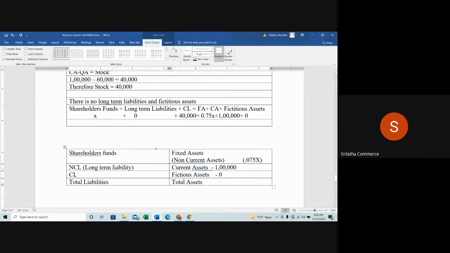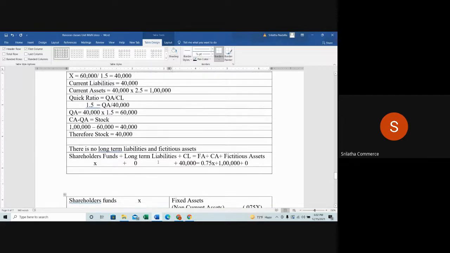Shareholders' funds are x. Long-term liabilities is nil, means 0. Current liabilities are 40,000. Now you apply the equation. We are putting it in equation form, because total assets must be equal to total liabilities. Now apply the equation and find out the shareholders' funds.